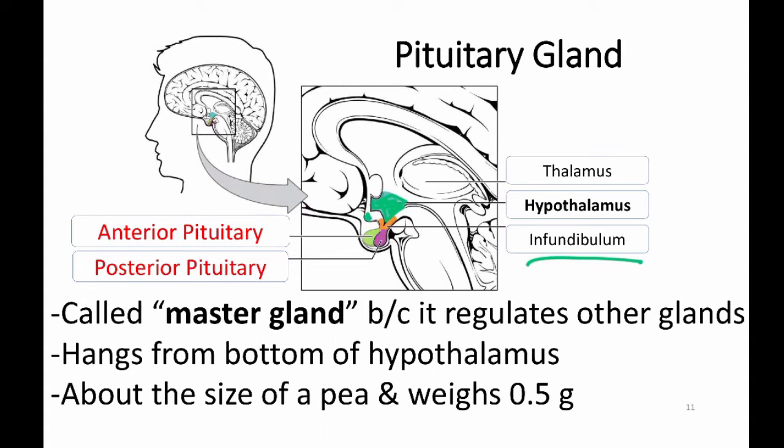So the pituitary is connected to the hypothalamus by this stalk called the infundibulum, which we're going to talk about a little bit more in a second. It only weighs about as much as a paperclip. It's really tiny, the size of a pea, and yet you cannot live without it. If you need to, you're going to be taking lots of different kinds of replacement hormones for the rest of your life.